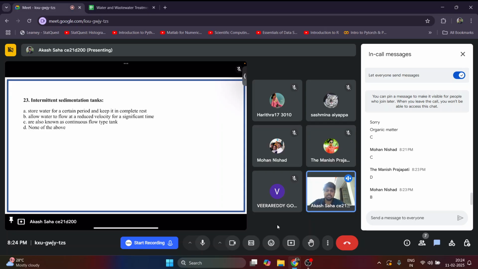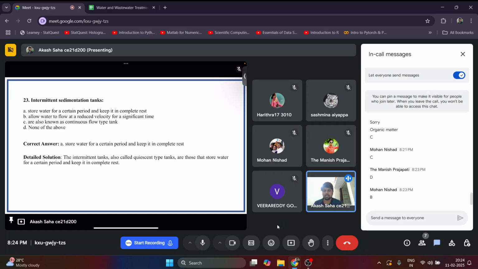So just think about it, that intermittent sedimentation tank, the water will be at rest or it will be slowly moving. So basically in an intermittent sedimentation tank, the water is in complete rest and it is stored that way for a certain period of time. Okay, so option A is correct, not B, because the intermittent tanks are also called quiescent type tanks, those that store water for a certain period and keep it in complete rest.